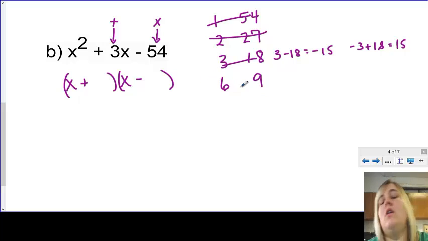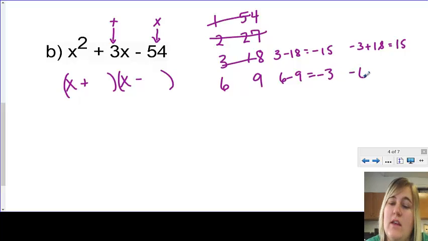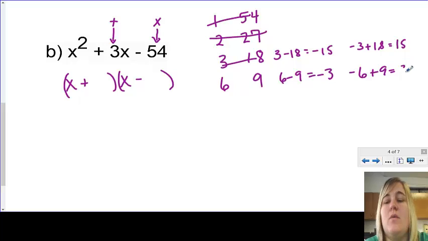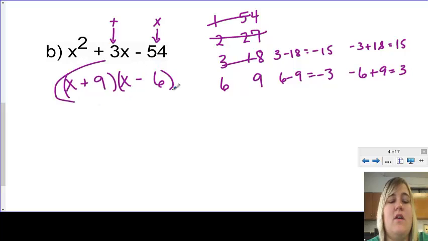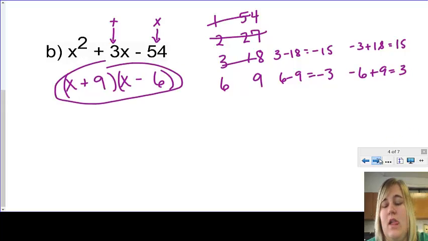Okay, so what you're going to do is look at this and see which one works. So we have 6 minus 9. That would get me a negative 3. So it's going to have to be negative 6 plus 9, which gets me a positive 3, and that's what I need. So the negative is going to go with the 6, the 9 is going to go with the positive. This is my final answer.